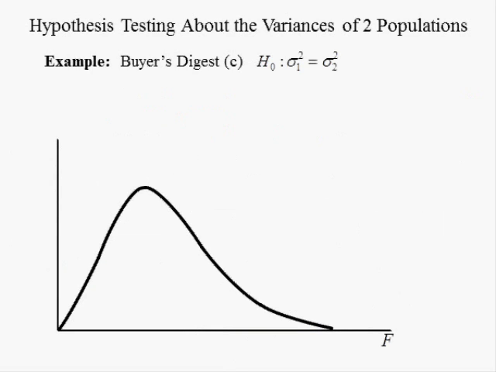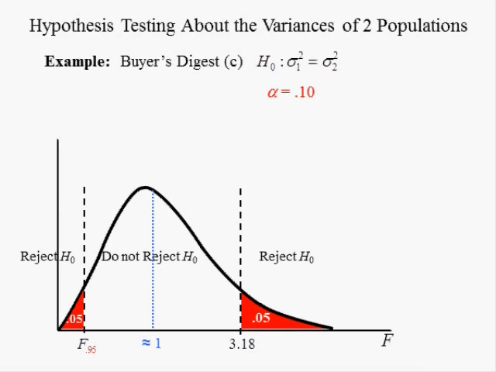Since this is a two-tailed test, there are two critical values. The lower critical value, denoted F subscript 0.95, is not needed because the larger sample variance is always in the numerator of the F stat, making its value greater than 1. The mean is always bigger than the lower critical value because it is approximately equal to 1. The upper critical value was found in the F distribution table, which we found to be equal to 3.18. The significance level, 0.1 in this case, is divided by 2 because there are two tails.